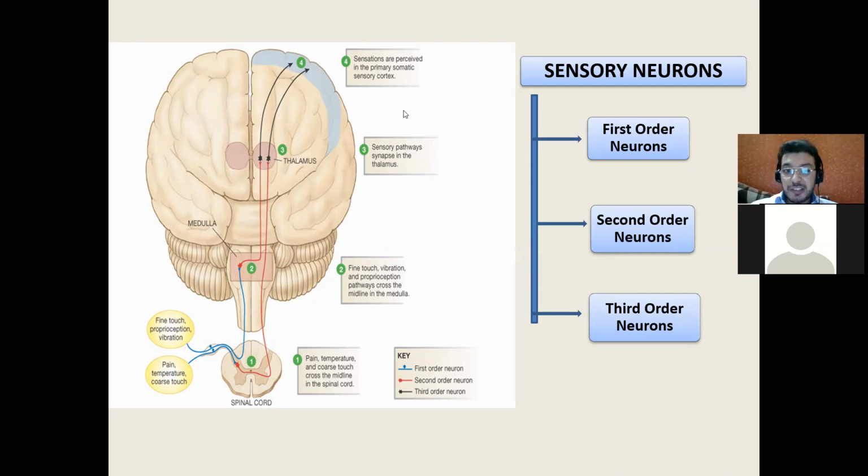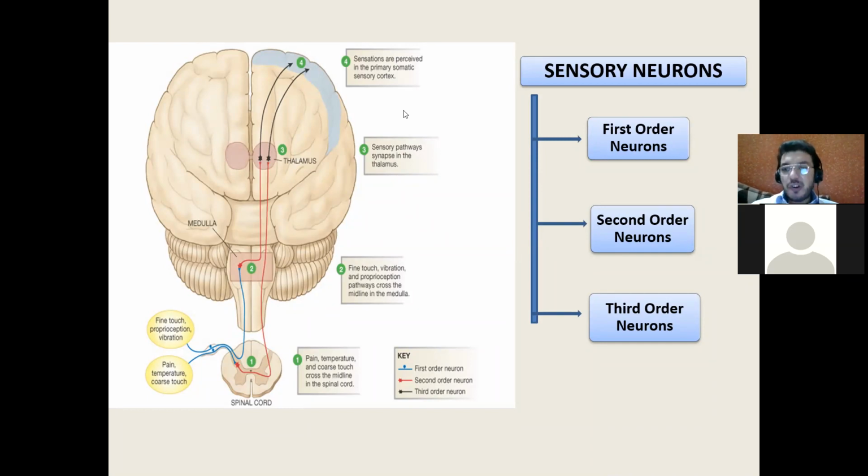Now can you see the blue colored primary neurons, the first order neurons? The primary neurons which are carrying pain, temperature, coarse touch or fine touch are primarily entering into the dorsal horn of the spinal cord, and there they synapse. That means the first order neurons stop there and synapse. You can also see one first order neuron going directly towards the brainstem, and one more first order neuron directly synapsing in the spinal cord gray matter itself.